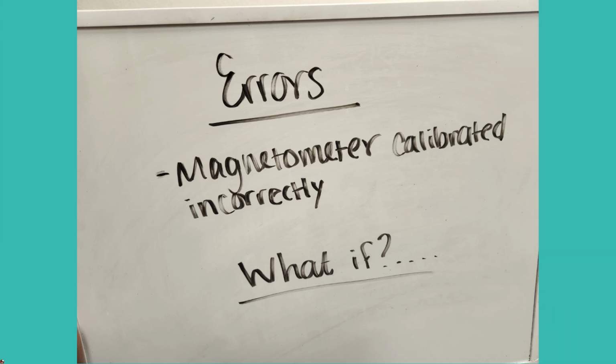Now for our discussion. One error that could have occurred in our experiment is calibrating the magnetometer incorrectly. That would have caused interference.